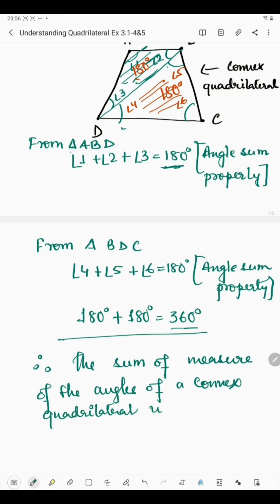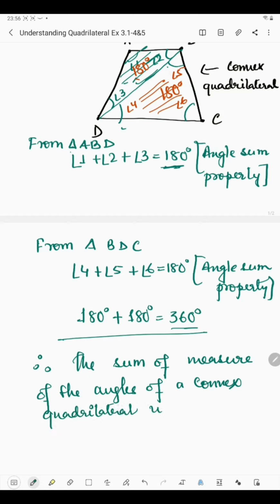Okay, now coming to the second part. In the second part we have, will this property hold if the quadrilateral is not convex? Like here, in the case of a convex quadrilateral, we have got the sum of angles as 360 degrees. Whatever the quadrilateral, the sum of angles of a quadrilateral is 360 degrees. So here we have proved that the sum of angles of the convex quadrilateral is 360 degrees. Now let us check with the concave quadrilateral. Let us draw the figure.